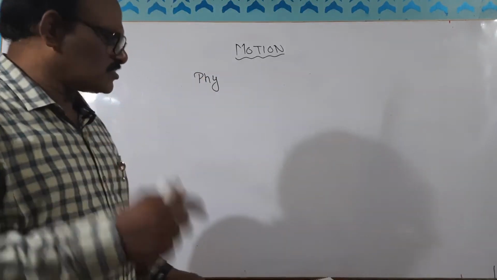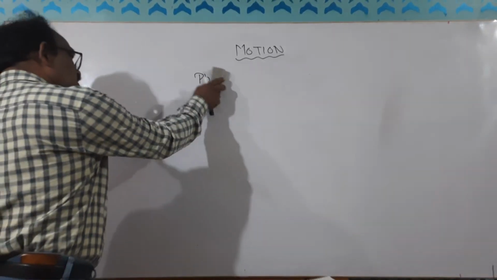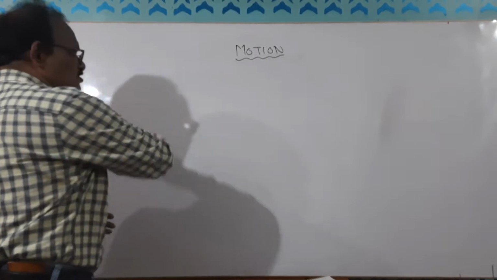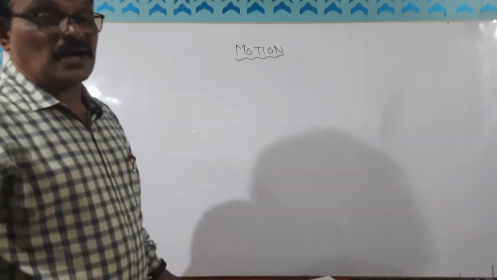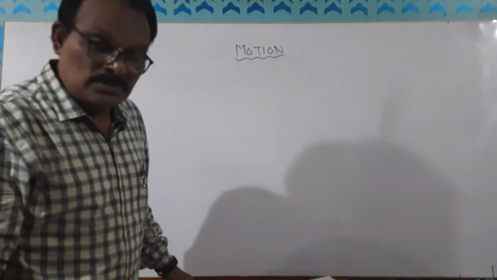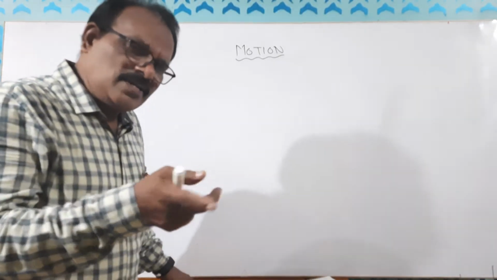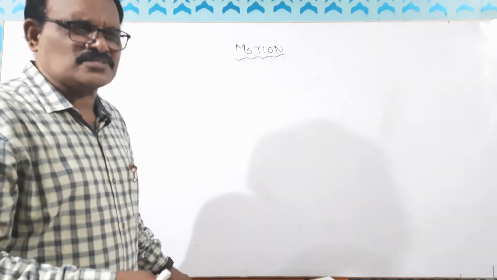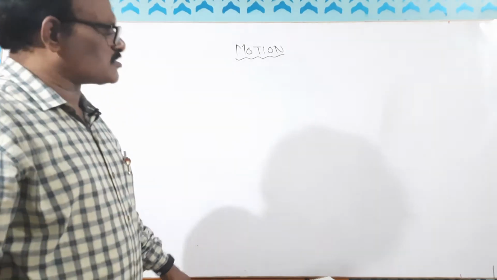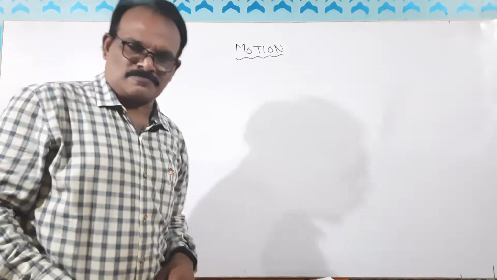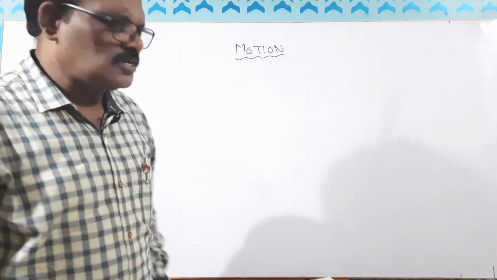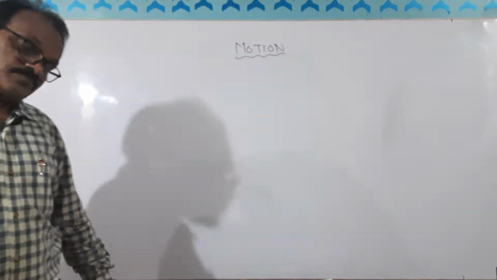So physics is that branch. Similarly, there are many branches. There is one more branch, that is mechanics. What is mechanics? Mechanics is the branch of science in which we study about motion. The study of motion is called mechanics.